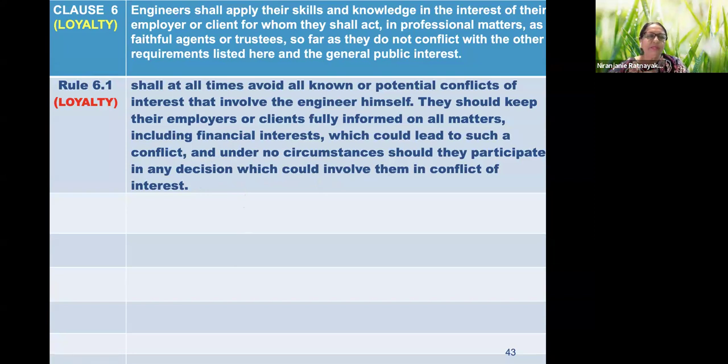Say you are going to buy some material, and my brother or my brother-in-law or someone has a building material company or whatever, you have to declare your conflict of interest. You have to tell your employer that this is so and so's. As long as it is the cheapest one or whatever, there's no harm in buying from there, but you should be loyal to your employer, right?